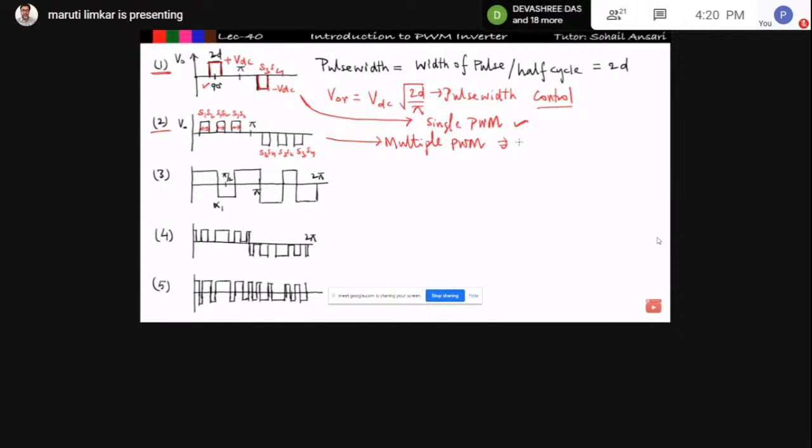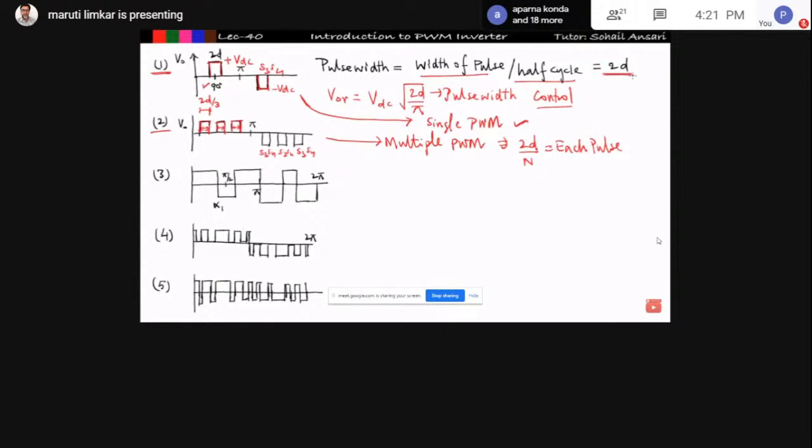Then here, what will be the pulse width? See, 2D upon n will give me the width of each pulse, where n is the number of pulses generated per half cycle. Why am I doing it like this? Just understand. Pulse width I defined as the width of pulse per half cycle, that is equal to 2D. So see here, in a half cycle we are getting 3 pulses. Each pulse will have a pulse width equal to 2D by 3, right? In the same way, this pulse will also have 2D by 3 and this pulse will also have 2D by 3. So the total pulse width per half cycle will be equal to 2D.